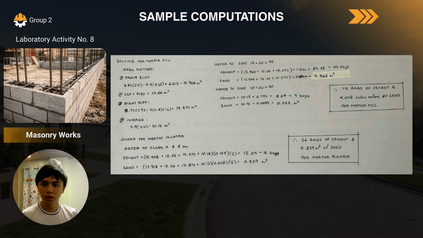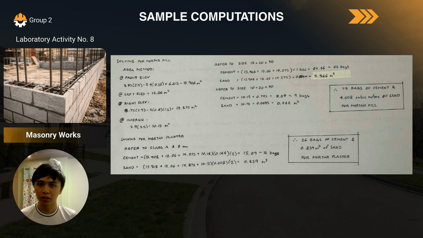For mortar fill, there is one method, which is the area method. Here we have the front elevation. We have an area of 15.908 square meters. For the left elevation, that's 12.06. These calculations were shown in the previous slides, as they are just the same. It's just the area of the wall. Right elevation is 14.275 square meters, and for the interior wall, it is 10.15 square meters.